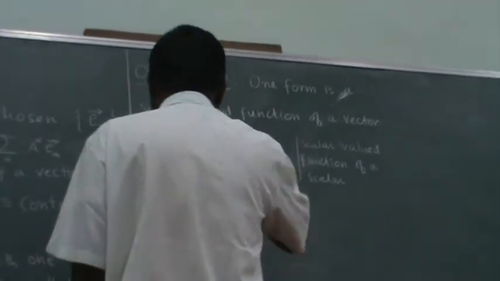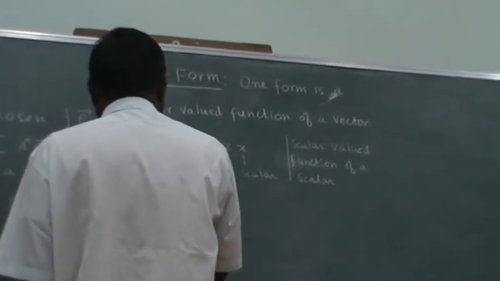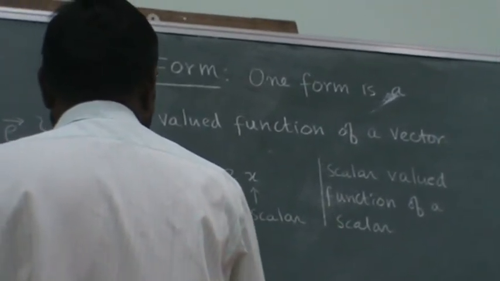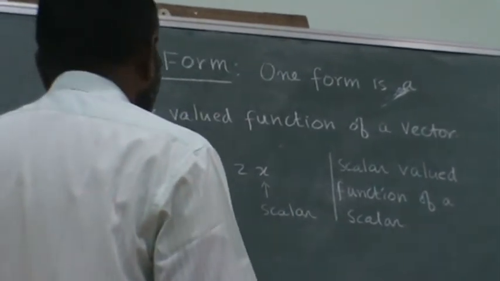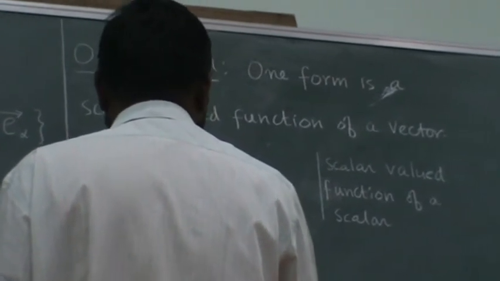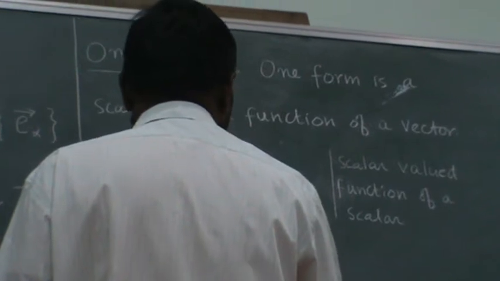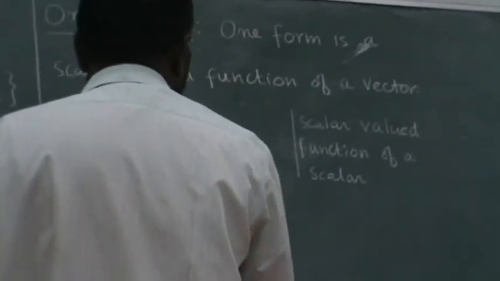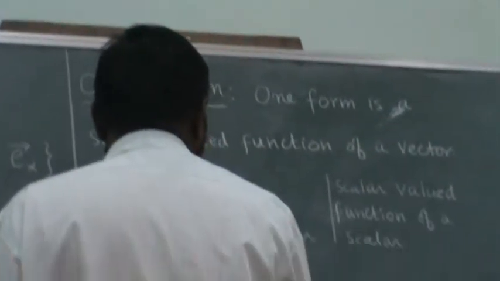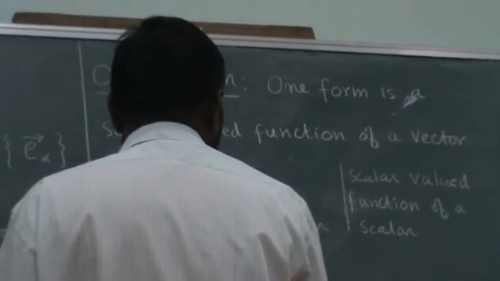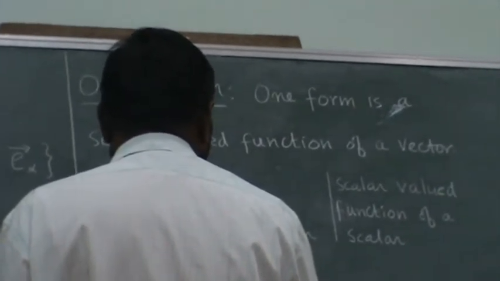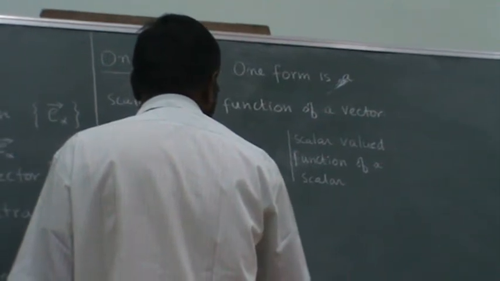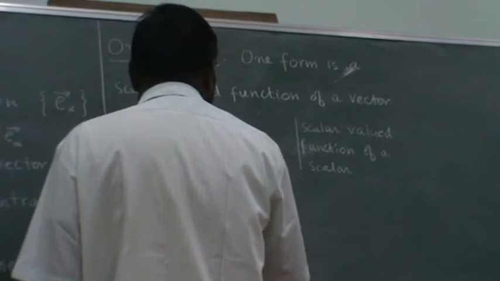Okay, so we can write, a one form is like f of some vector v is equal to some scalar. I should not use alpha here, so maybe let me use p is equal to f of v. So v is a vector and this is a scalar.